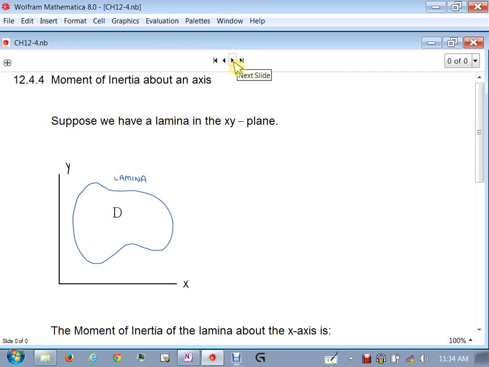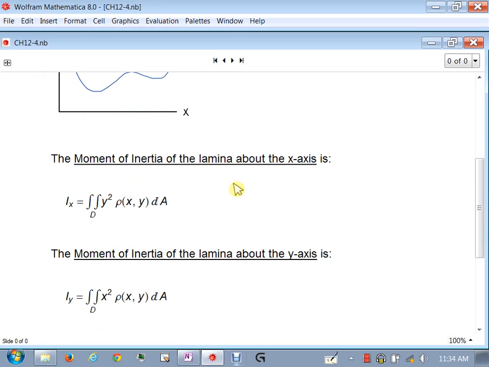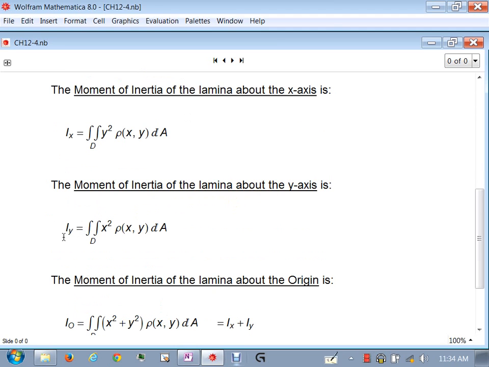Okay, so the moment of inertia is different. The moment is one thing, the moment of inertia is something else. The moment of inertia about the x-axis. So again, your rotation is about the x-axis now. That's what we're talking about. It is squaring that distance, that y we had earlier, right? Capital M sub x was y times our density function. This is y squared times the density function. The moment about the y-axis is x squared times the density function.